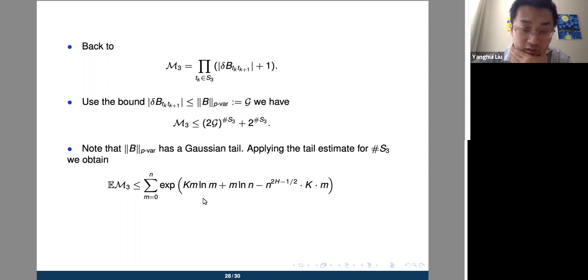Remember, the maximum of S3 is n, so that's why the m runs from 0 to m. And we get this explicit bound. And now it becomes a calculus problem to show that this is bounded by a constant. Okay, so this is the integrability for M3.